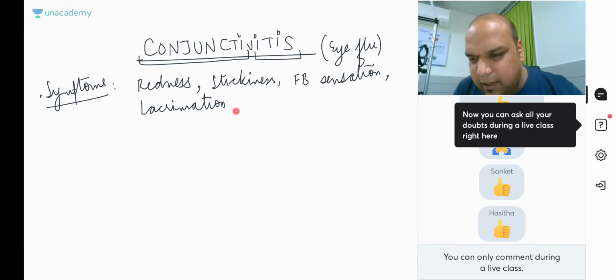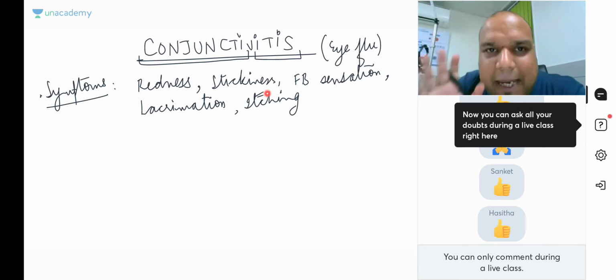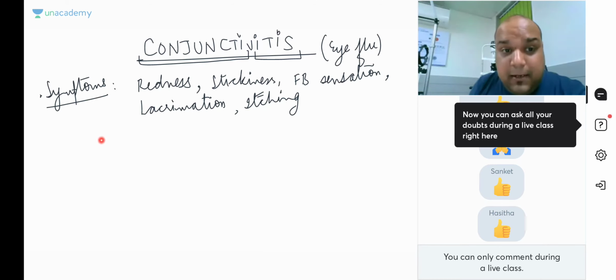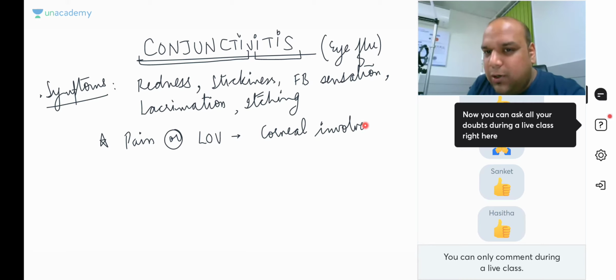And what else can you have, everybody? You can have a little bit of itching if the cause is allergic. Obviously, if you have allergic conjunctivitis, then you can also have itching. But please remember, there will be no pain and there will be no loss of vision. If there is pain or loss of vision, then that means there is corneal involvement. That means it is not only conjunctivitis. That would mean it is keratitis also.